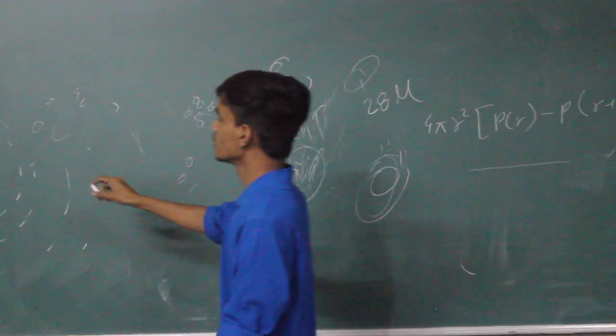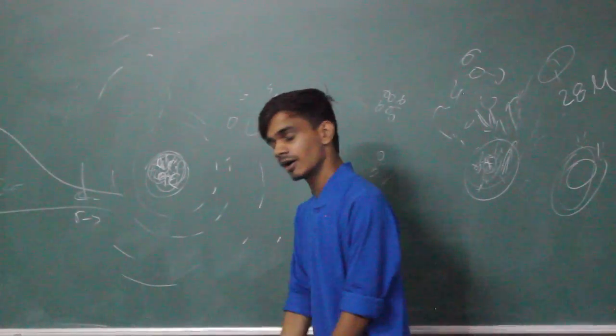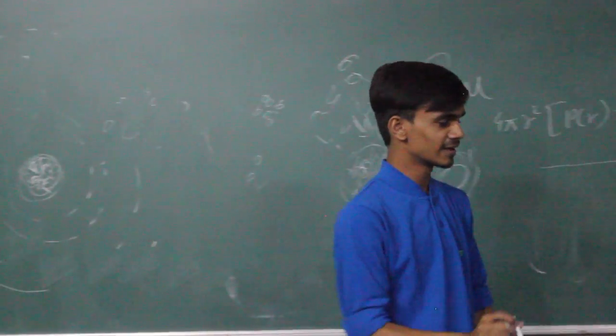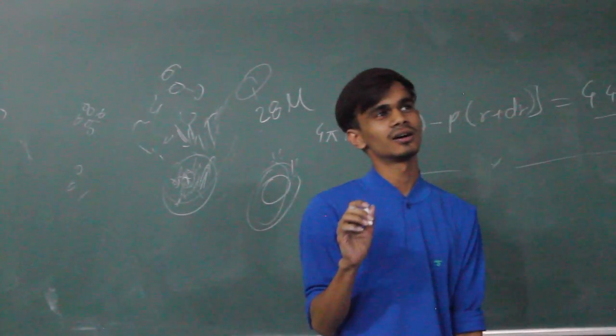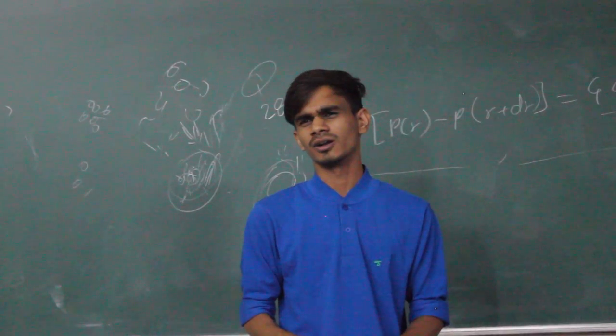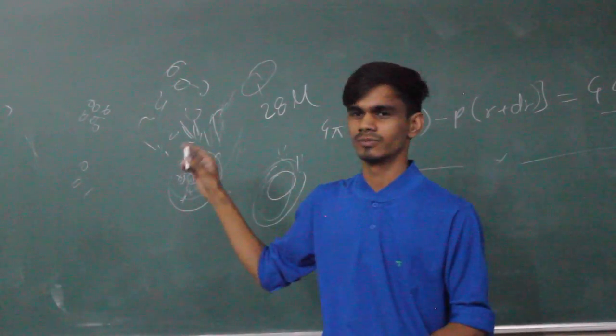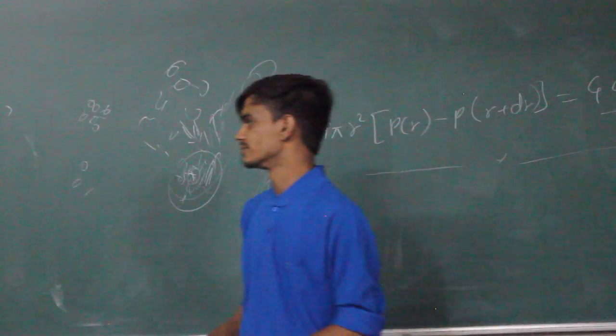One more interesting thing about neutron stars is that they have a strong magnetic field. I think the order is 10 to the power 12 or 18, I'm not sure about that, but it is that big.